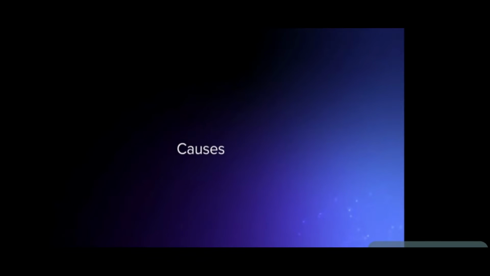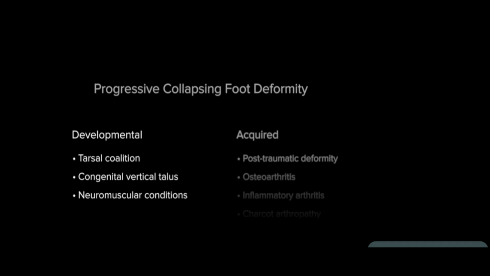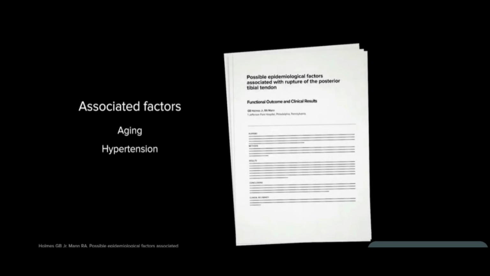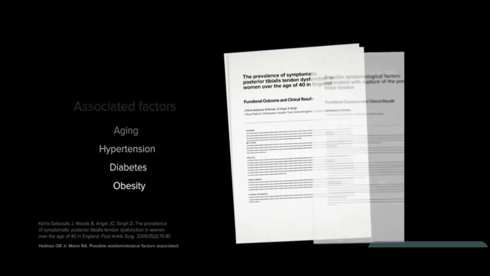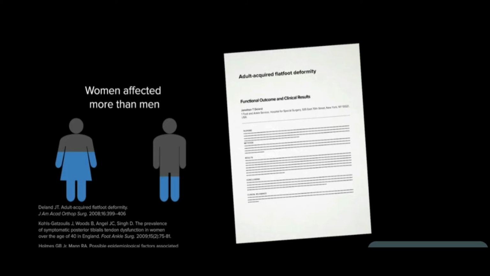It is important to recognize some of the causes of flat foot to distinguish if it is a progressive collapsing flat foot deformity, recognized as the so-called adult acquired flat foot, or a flat foot as a result of a developmental cause or an acquired condition. Factors like aging, hypertension, diabetes, and obesity are associated with flat foot deformity and affect women more frequently than men, peaking at 55 years of age with just over a 3% prevalence in women over the age of 40, as seen in the UK.